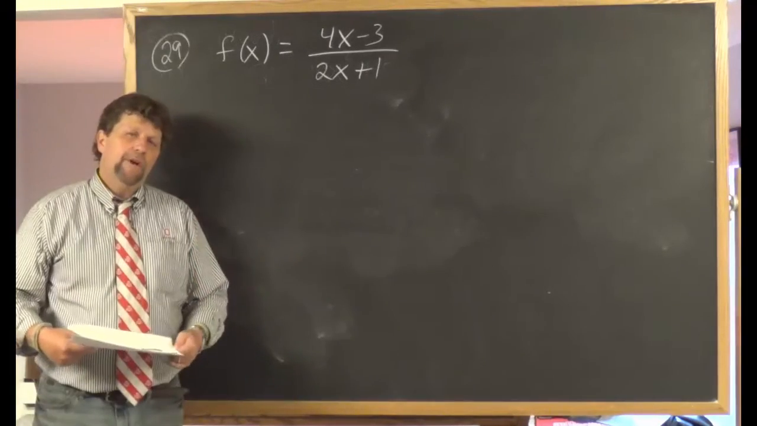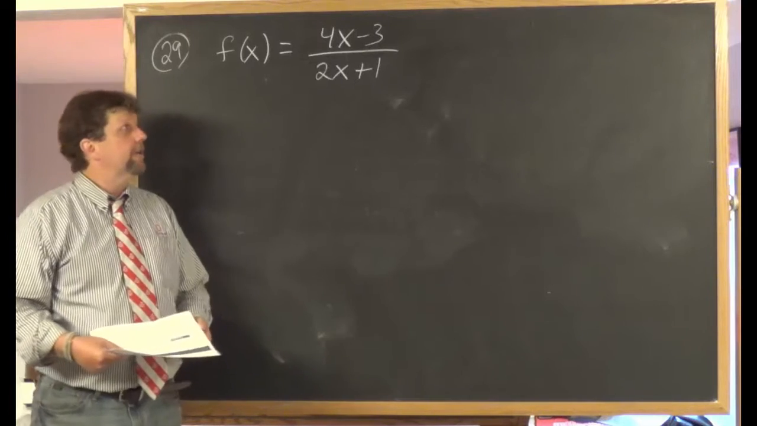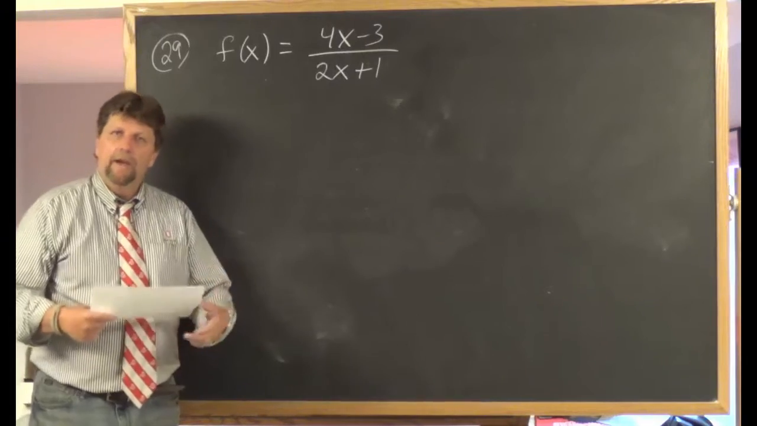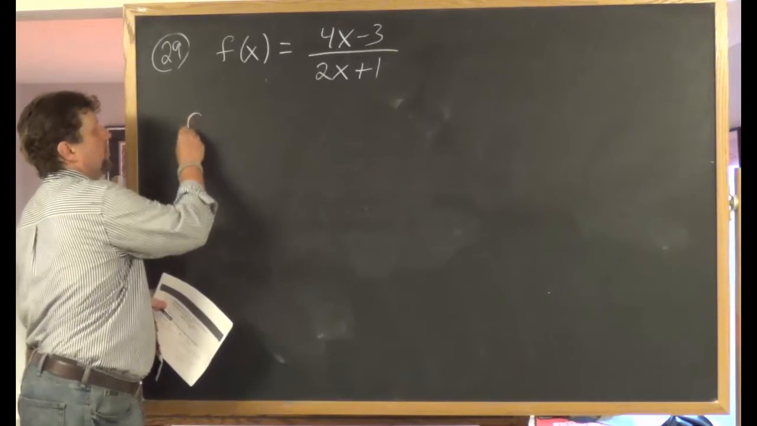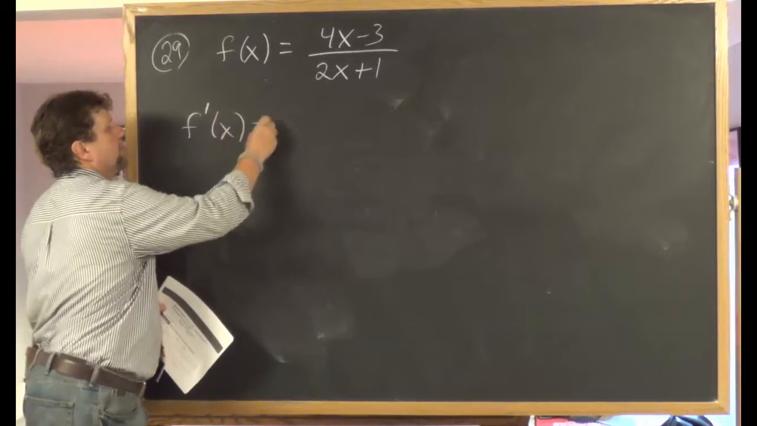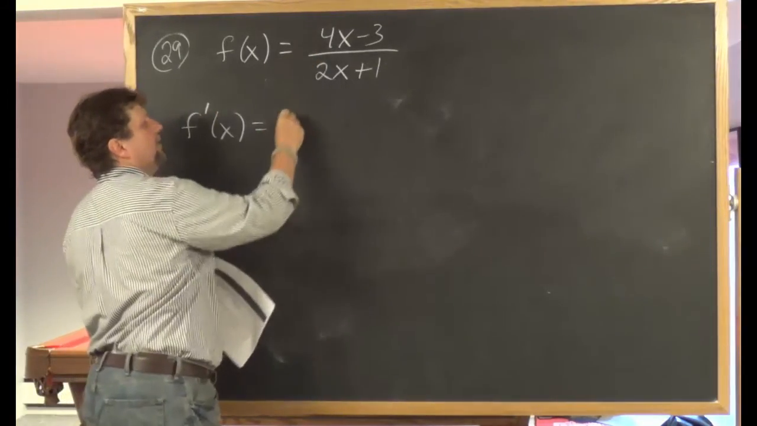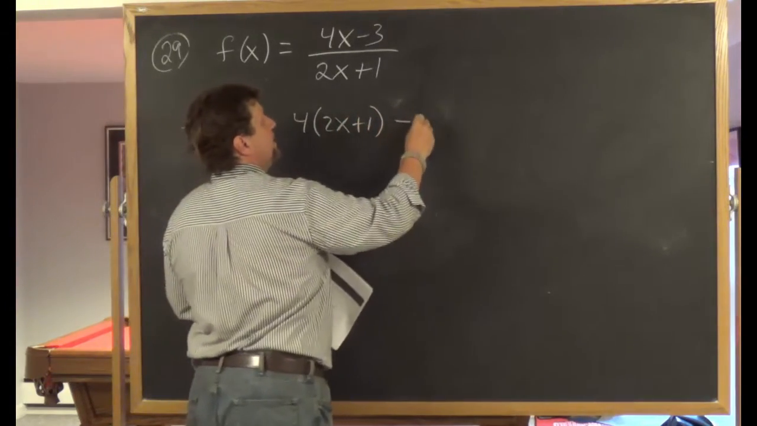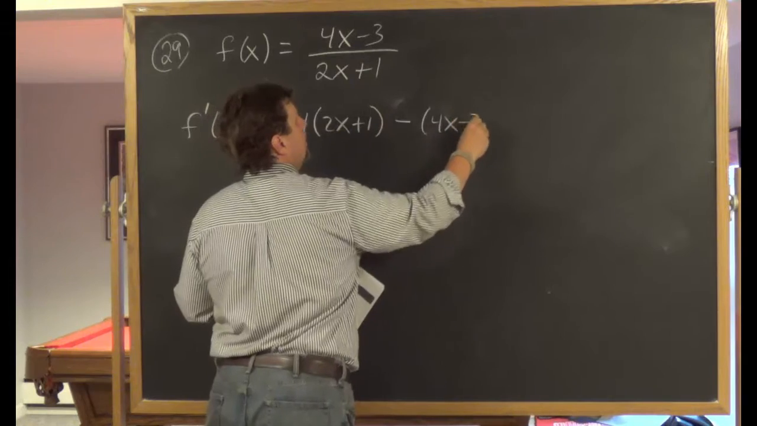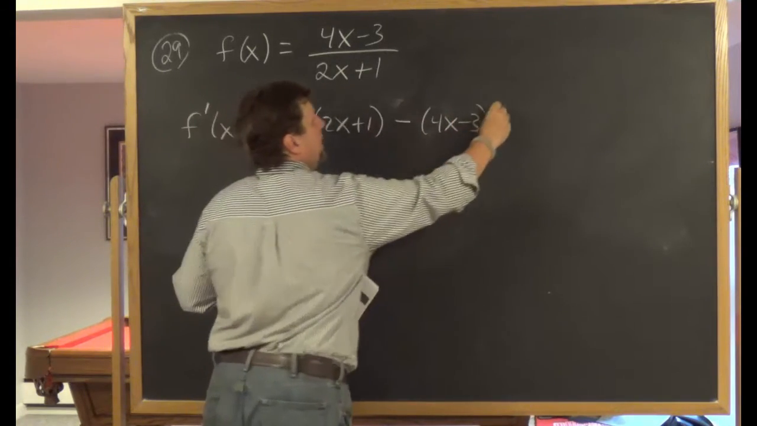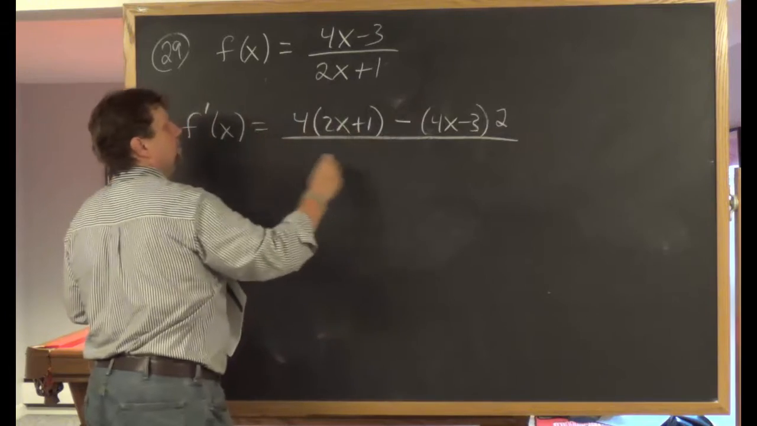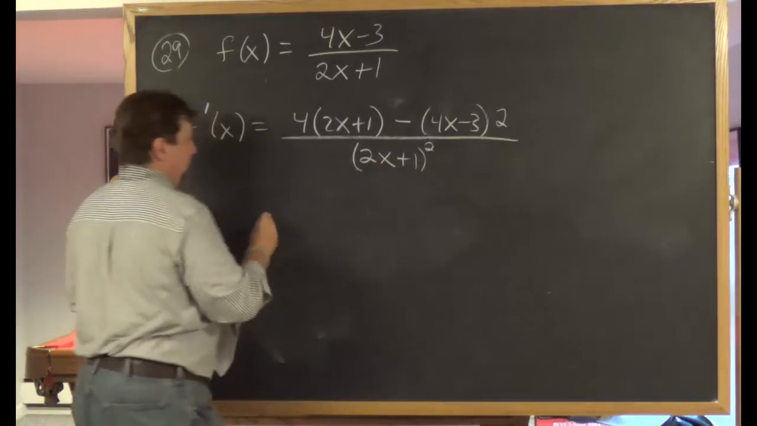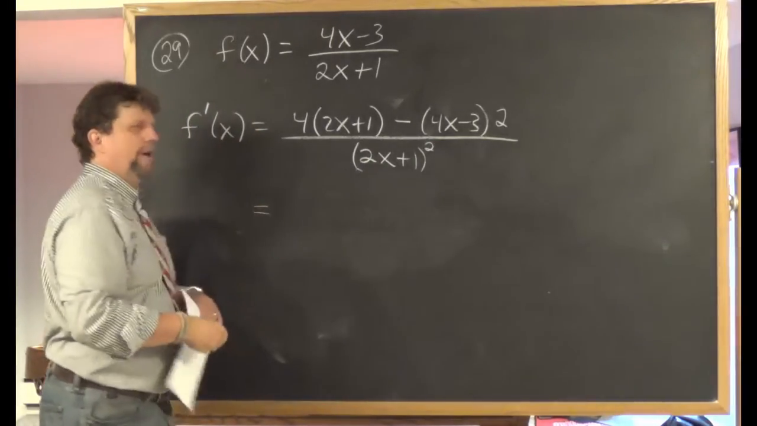All right, here in number 29, you're asked to compute the derivative of the function f of x equals 4x minus 3 all over 2x plus 1. Very friendly one. Crank this through the quotient rule. So your quotient rule says the derivative of the numerator, which is 4, times the denominator, minus the numerator times the derivative of the denominator, which is 2, and then all that junk over the denominator squared.